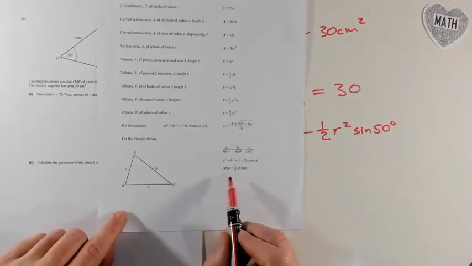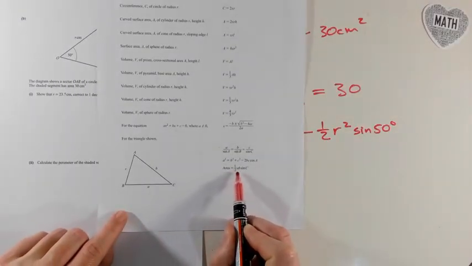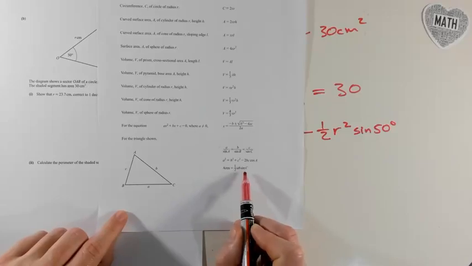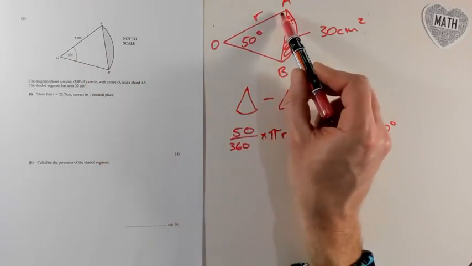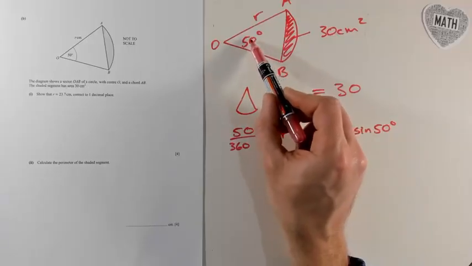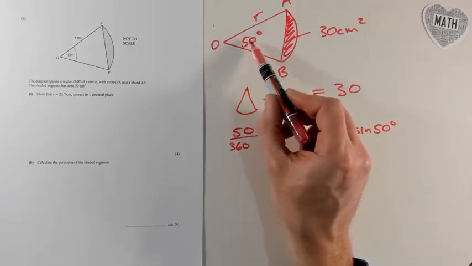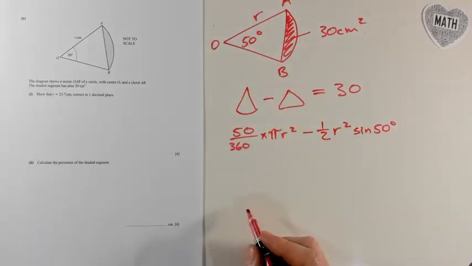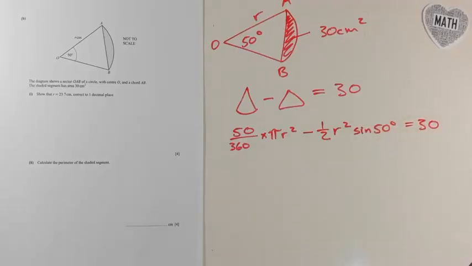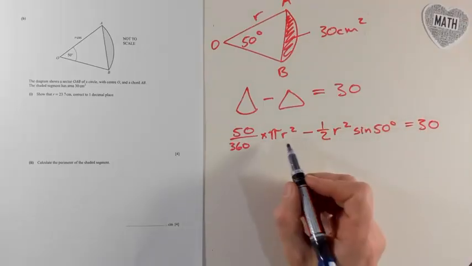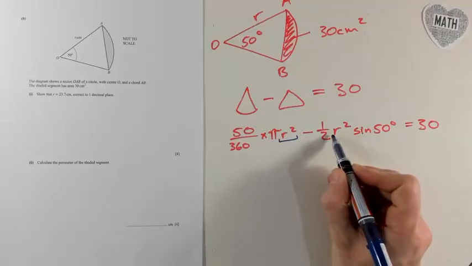Here you have it. So the area of a triangle is half times A times B sine C. So basically just half times the one side times the other side multiplied by the sine of the internal angle. And there we have it. And this is going to be equal to 30. And I want the radius, and I see very conveniently I have r squared in both.